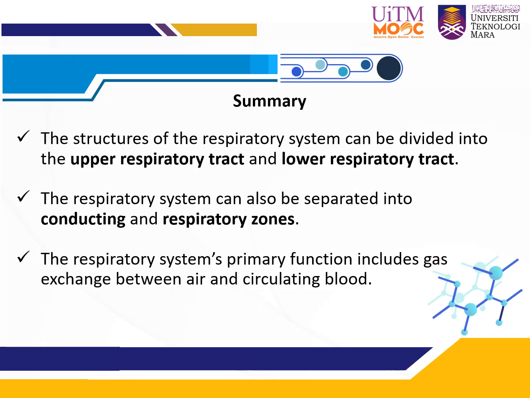So that's the end of the first and second part of the anatomy of the respiratory system. So in summary, we have covered that the structures of the respiratory system can be divided into the upper respiratory tract and lower respiratory tract. And we have the respiratory system that can be separated into two zones, conducting and respiratory zones, which we will cover in the next lecture. And the respiratory system's primary function includes gas exchange between air and circulating blood.